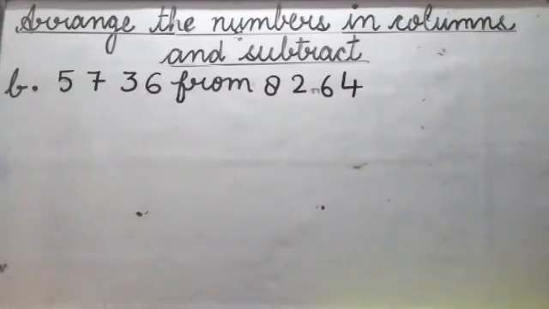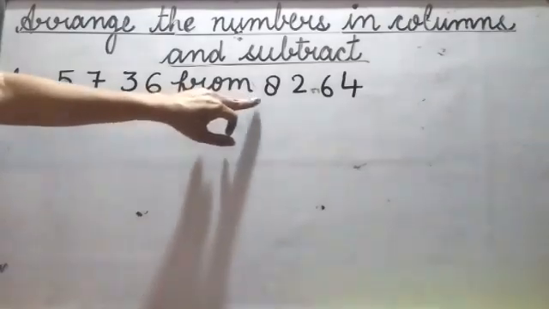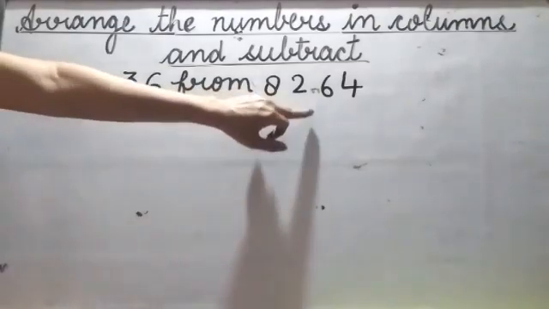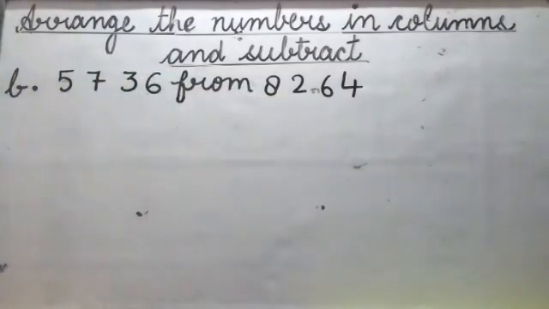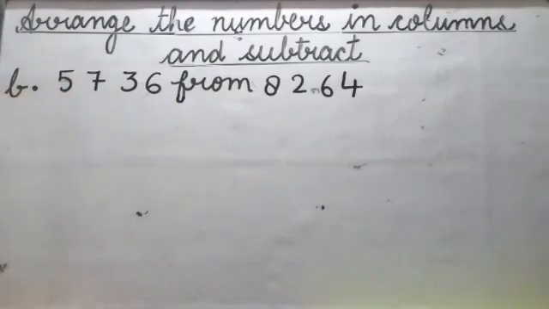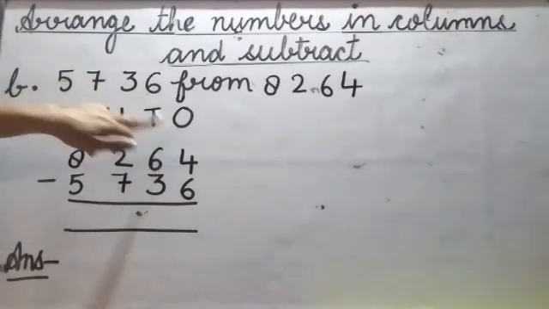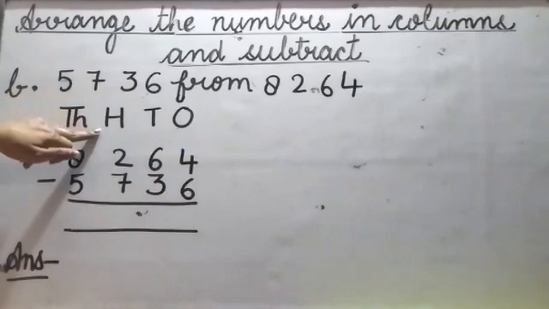Now the next example is 5736 from 8264. So this is a number of 4 digits. So we have to write ones, tens, hundreds, thousands. First we will start from the ones place, tens place, hundreds place, then thousands place.